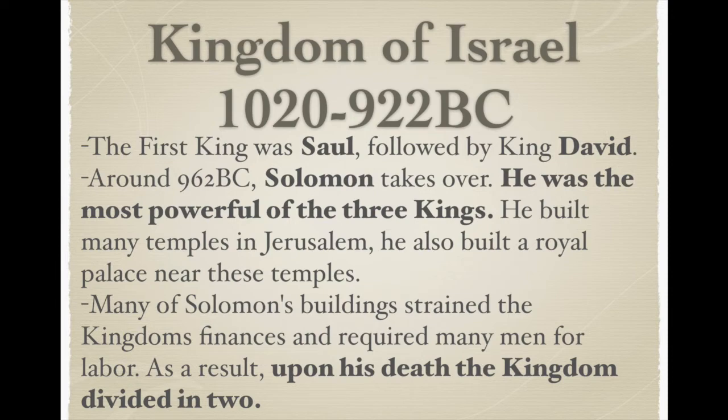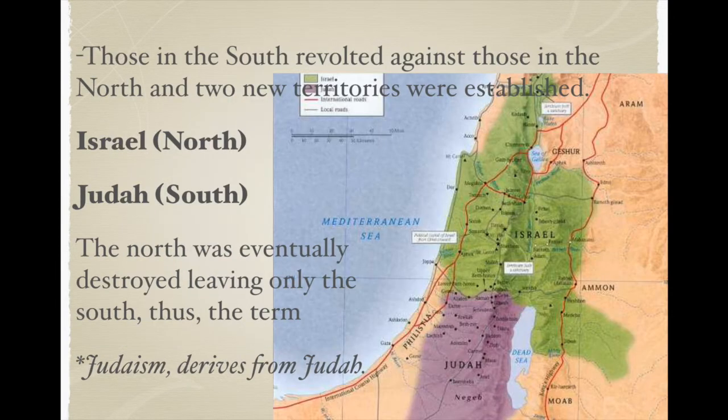However, building all these temples created a lot of tension between the north and the south. There were a lot of temples being built in the north, and as a result, those in the south revolted, and the area got split into two, north being Israel, south being Judah. The name Judaism actually comes from the word Judah.